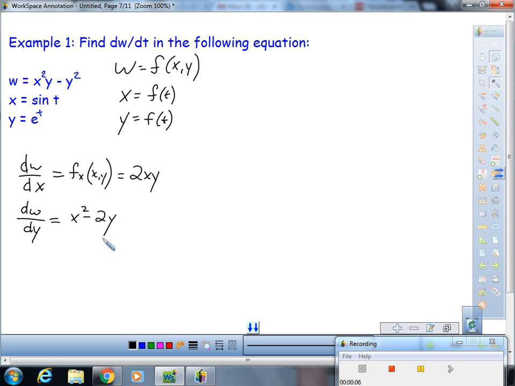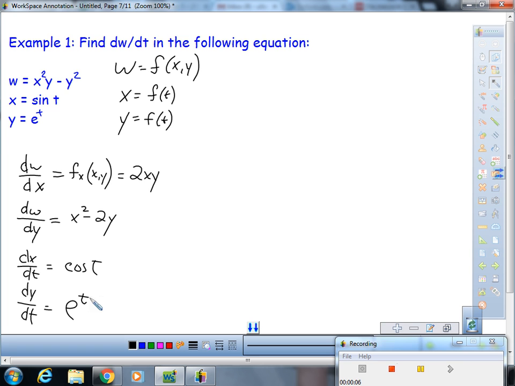Okay? dx/dt is equal to cosine of t, and dy/dt is e to the t. Okay, I haven't done e's in a little bit.